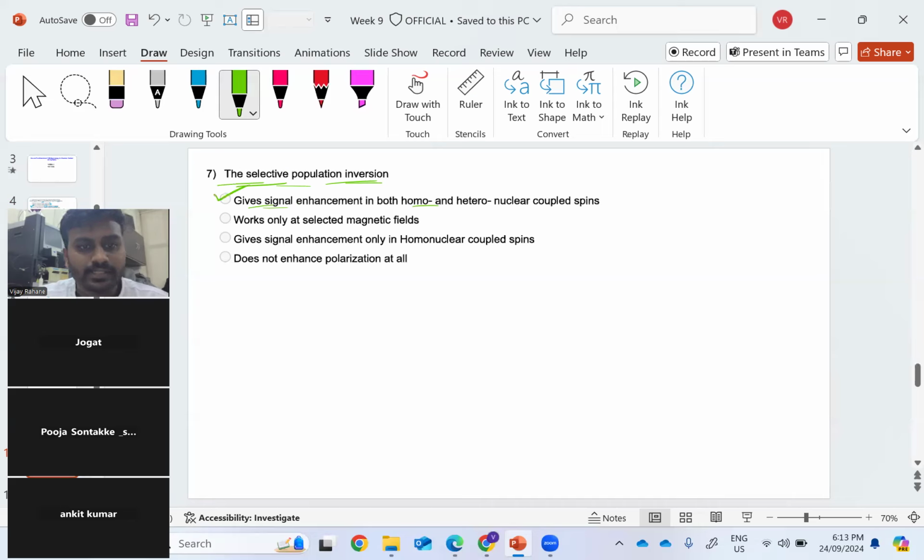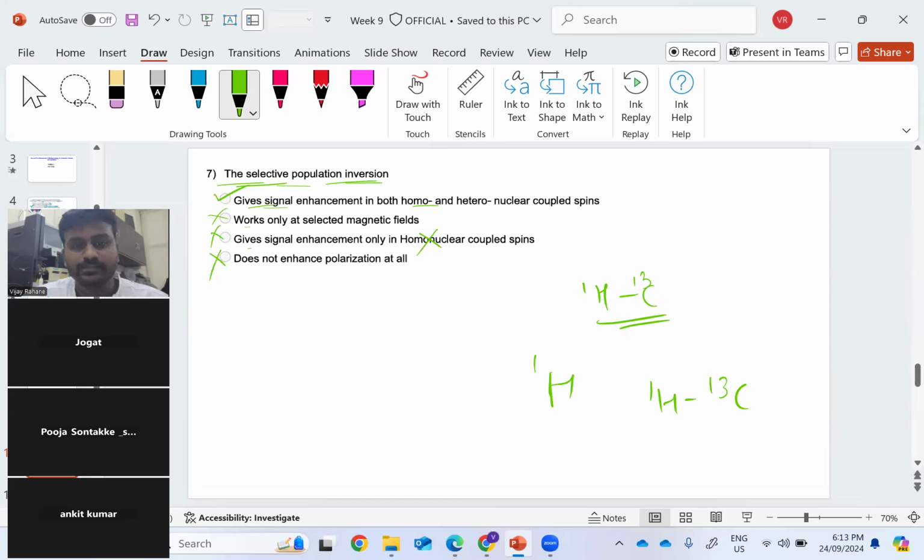The next statement is that it works only at a selected magnetic field. No, we can do it for any magnetic field. It gives signal enhancement only in the homonuclear. If you look at this, we can do it for heteronuclear as well. As in the prior question, we did it for 1H as well as 13C, that kind of spin system, right? So we can do it for, let's say, a 1H spin system only, or 1H 13C, that sort of heteronuclear spin system. So option C is also incorrect, and do not enhance polarization at all.